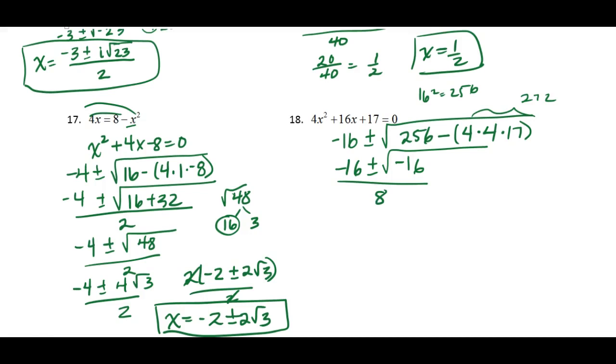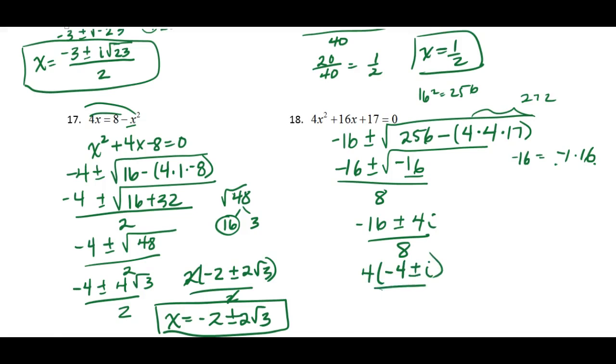All right, so now I need to simplify my radical. Negative 16 is a negative 1 times 16, both of which are perfect squares now. So I have negative 16 plus or minus 4i over 8. All right, so I can do some reduction here. I'm going to reduce everything by 4. So I'm going to take a 4 out, and I'll have a negative 4 left, plus or minus i over 8. Those two will reduce with the 2 on the bottom. So negative 4 plus or minus i over 2. And those are my two solutions right there.